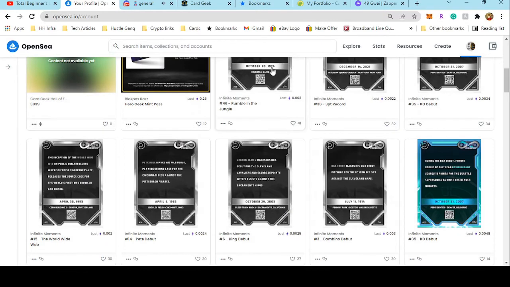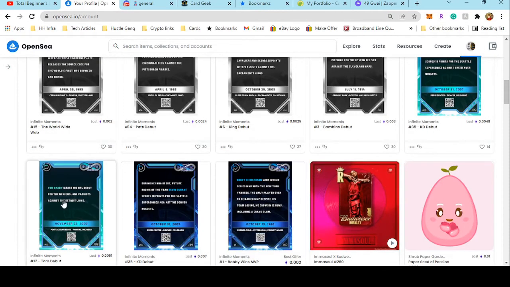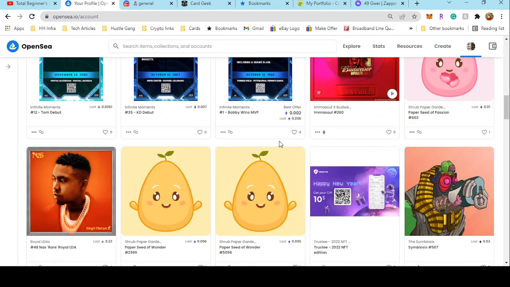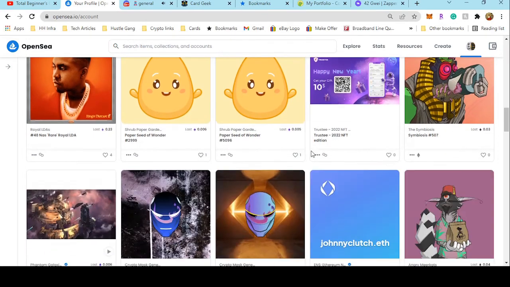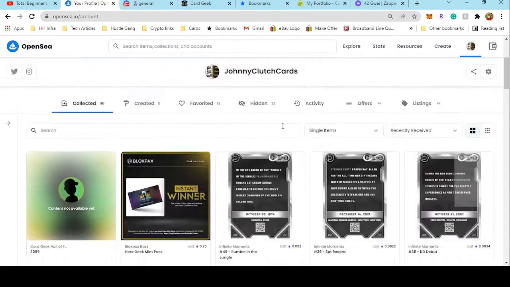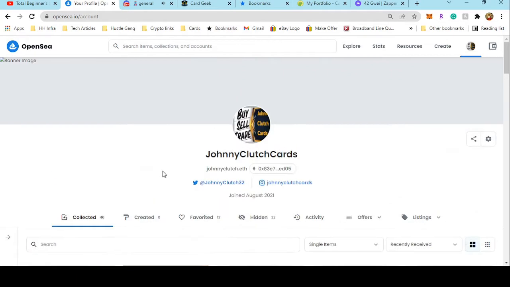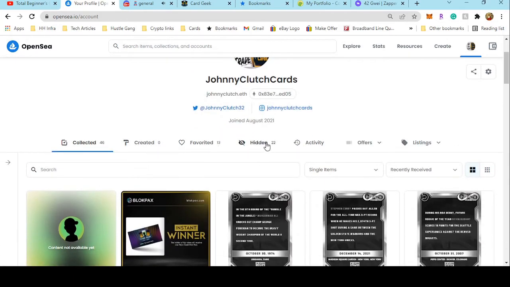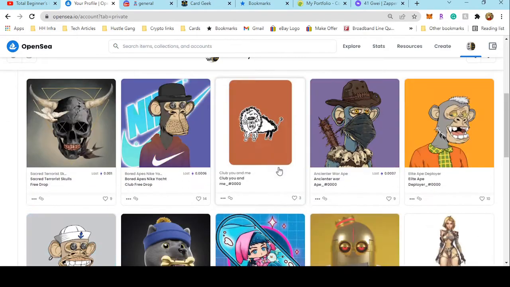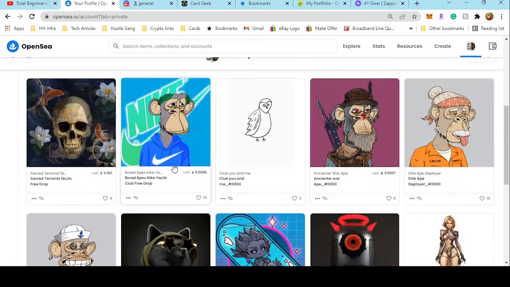Trying to see what the bonus was. 1, 2, 3, 4, 5, 6, 7, 8, 9, 10, 11. I think I've always had that. Infinite moments. Best offer, 0.1. Okay. So I was looking to see if there was anything else. So I got the instant win pass still. And this content not available. Anything over here in my hidden section that I'm missing besides these crap NFTs?